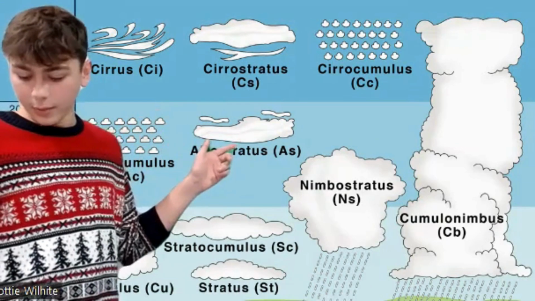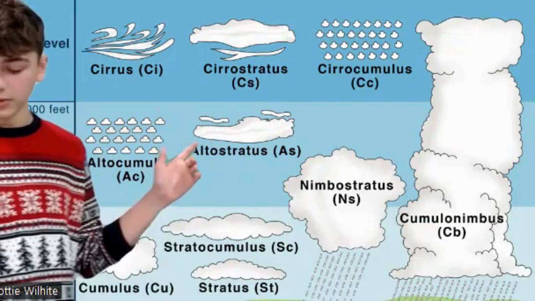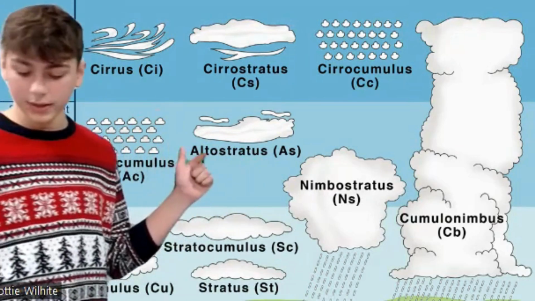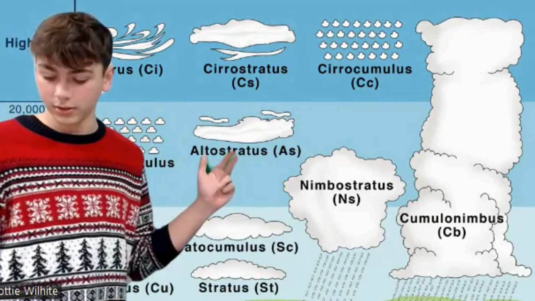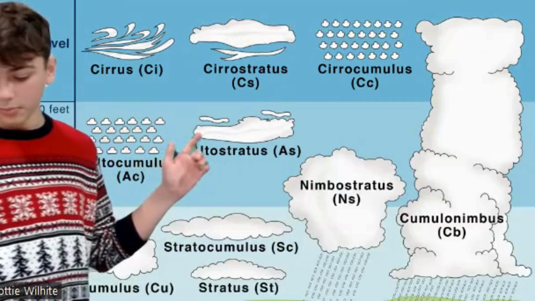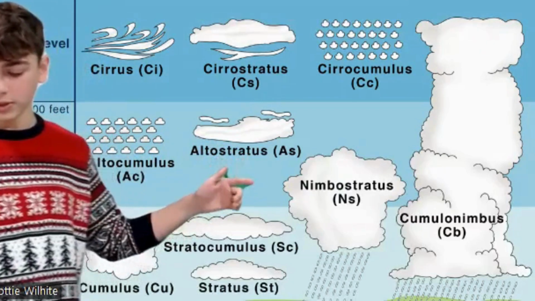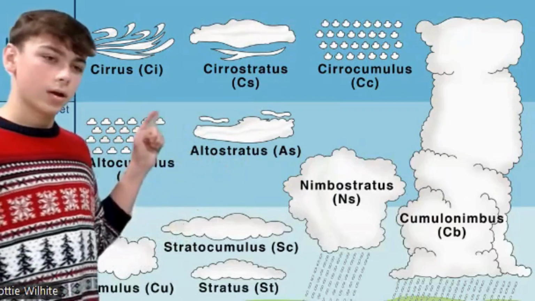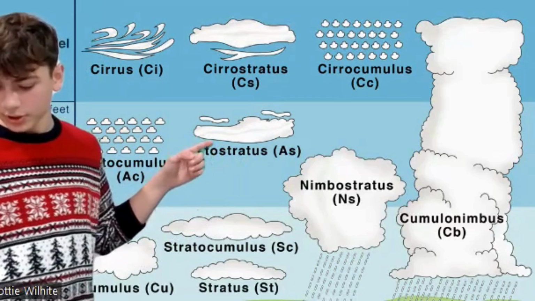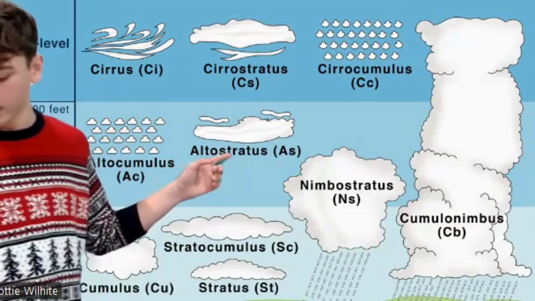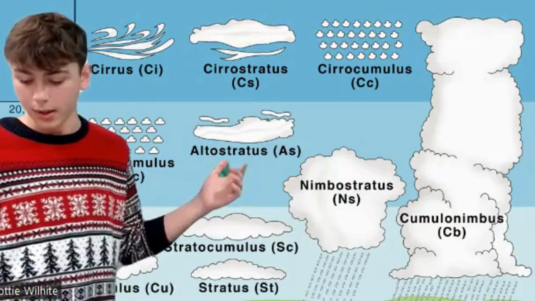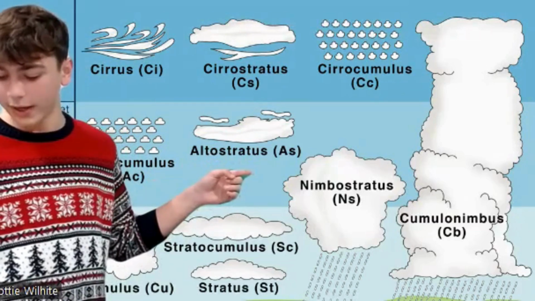For the next type of cloud, we're going to talk about cumulus. Cumulus clouds actually have five different types: cumulus, stratocumulus, altocumulus, cirrocumulus, and cumulonimbus. Firstly, cumulus and stratocumulus. Not too much is different about these clouds other than cumulus clouds are fluffy and clump like a marshmallow, while stratocumulus clouds are more laid flat.